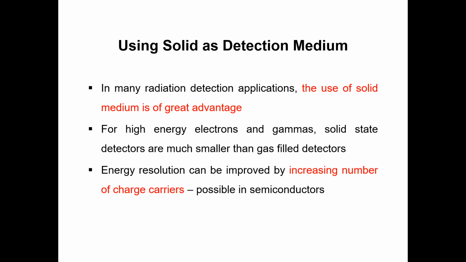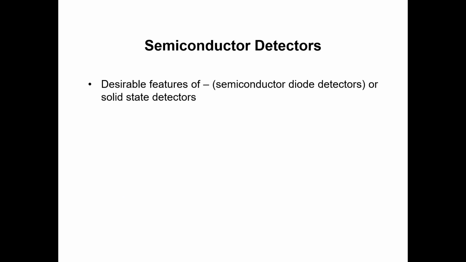Energy resolution can be improved by increasing the number of charge carriers. This is another advantage of using a solid as a medium. That is, we can improve energy resolution. How can we improve that? It can be improved by simply increasing the number of charge carriers. This is only possible in semiconductor detectors. This kind of thing was not possible in the previous detectors we discussed in the last lectures.